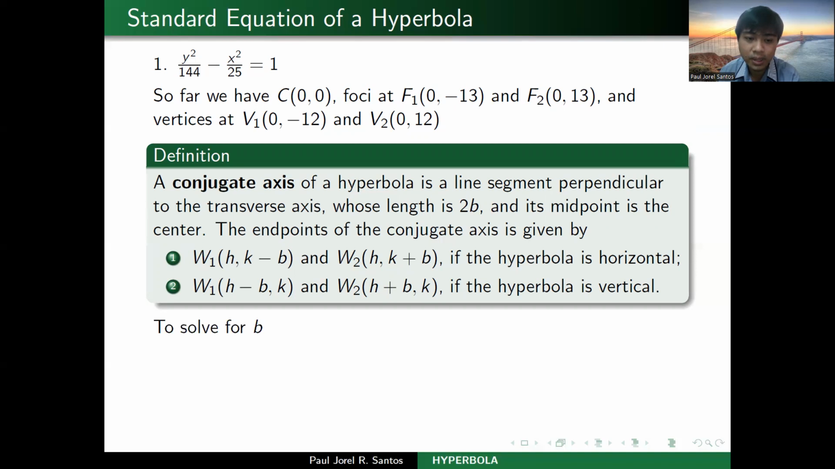Okay? To solve for b, because we do not know yet the value of b, b squared is 25. So since b squared is 25, b will be equal to 5. Okay, and substituting h, b, and k by their values, it will be like this: 0 minus 5, 0. 0 plus 5, 0. And simplifying this will lead us to negative 5, 0, and 5, 0. So these are the coordinates of the endpoints of the conjugate axis.